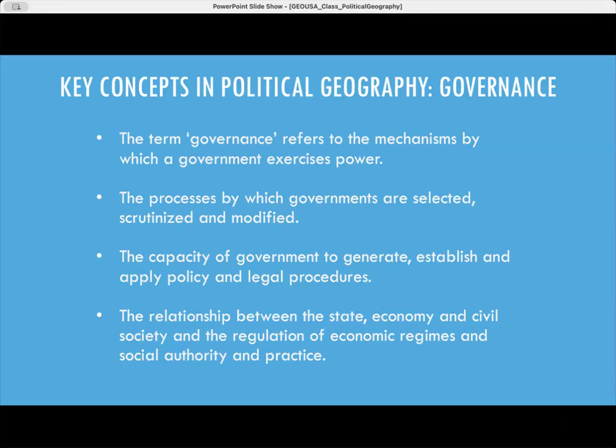Again, civil society are non-state actors, so most of us, and the regulation of economic regimes and social authority and practice, right? So when we talk about governance, we can talk about immigration governance, for example. Immigration governance would be how a state rules over who can be a citizen and who cannot, who can be a resident and who can't, right? Other forms of governance include regulating, for example, who can get married at what age, and what the laws and rules of marriage are, right? These are all different forms of governance.